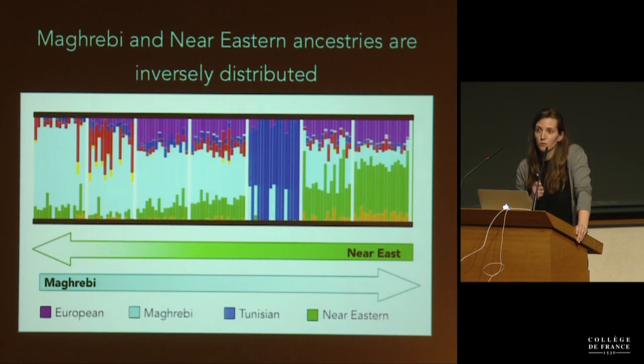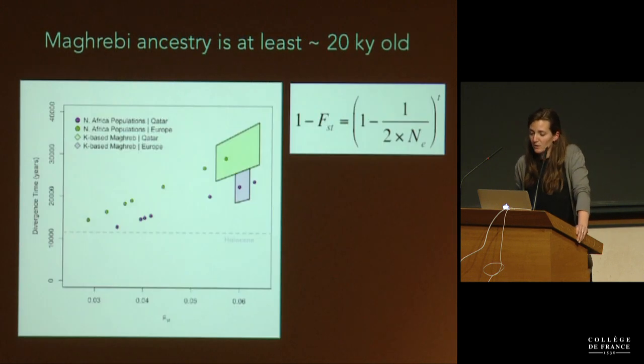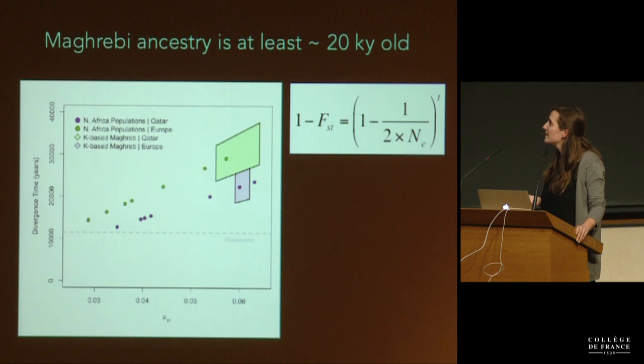So one question that would be very interesting to solve is, how long ago did Maghrebis split from Near Easterners and even Europe, which is this purple component that is more evenly distributed? So in order to do this, we did this analysis. This is the effective population size that we consider a constant. We can calculate this, and what we are interested in is this time.